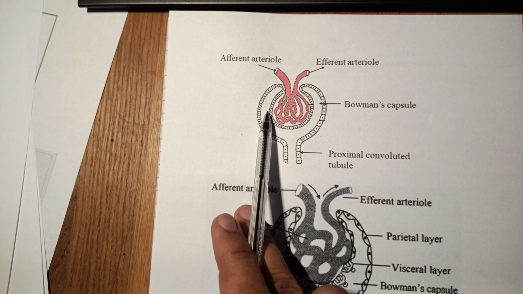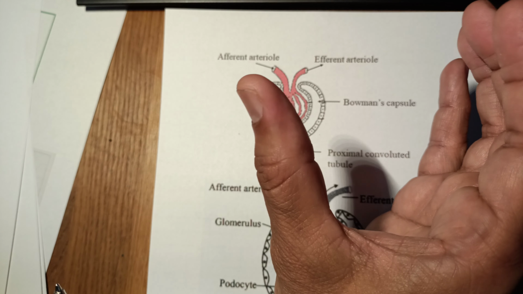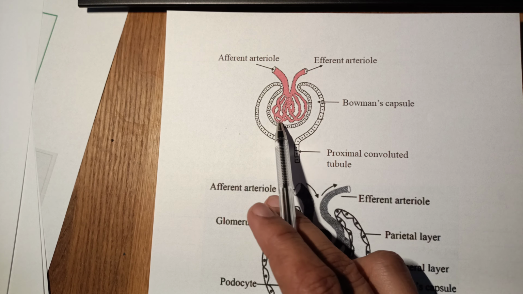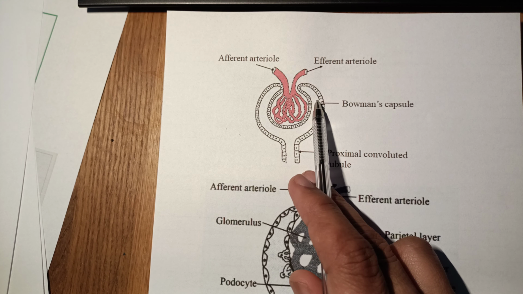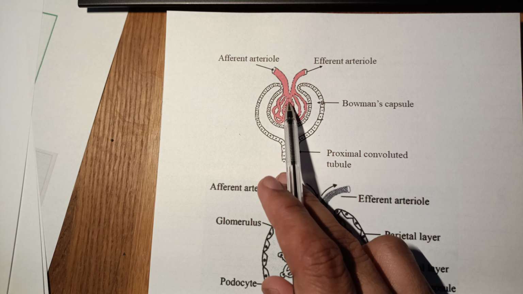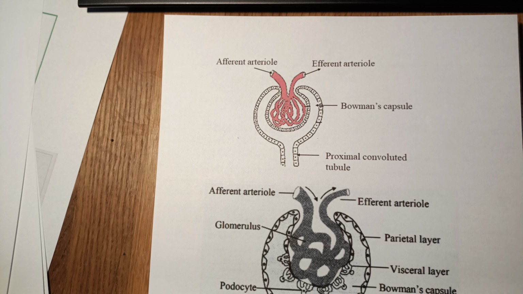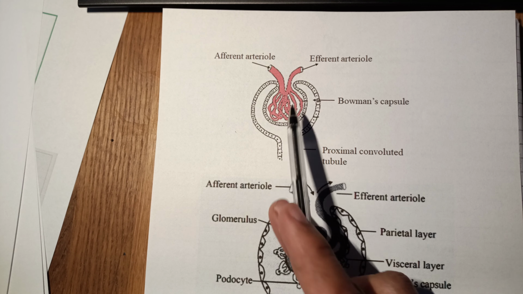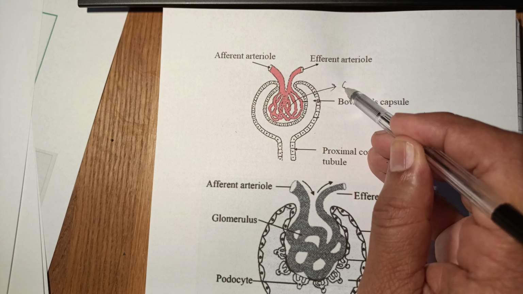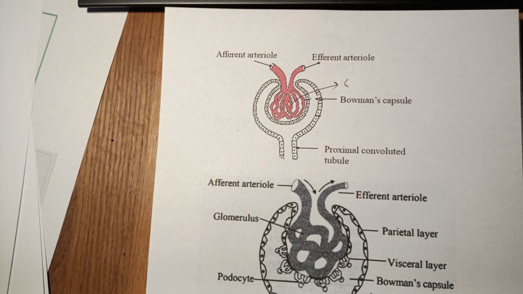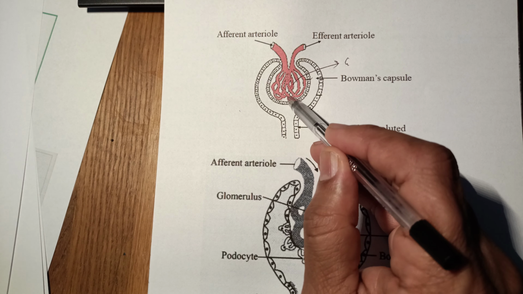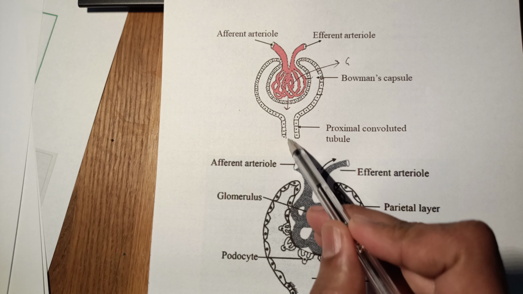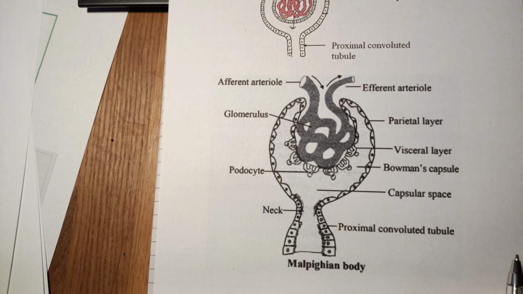Now this expanded cup-like end of the nephron is the Bowman's capsule, and the network of capillaries, which I have already explained, is called the glomerulus. Whatever blood is filtered into the cavity of the Bowman's capsule passes through the proximal convoluted tubule. So these are more details.